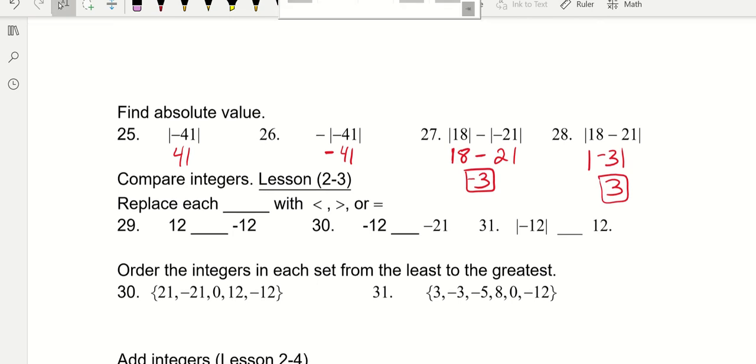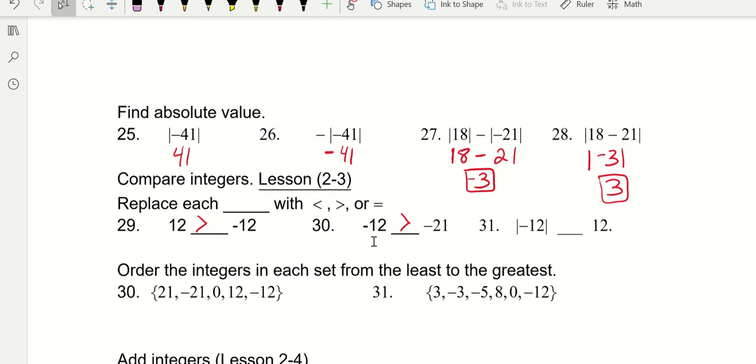If you got tripped up on this one, it was probably, I would think, 26 and 28, but hopefully you're watching the video. Replace each with less than, greater than, or equal to. Okay, 12 and -12. These are not equal. 12 is greater than -12. Number 30, -12 and -21. These are not equal. -12 is greater than -21. If you plot these on a number line, -12 is further to the right. Numbers further to the right are larger, right, greater than the numbers to their left.